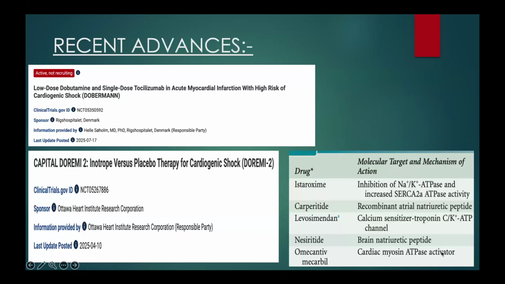So these are the recent advances. There is also an ongoing trial, the CAPITAL DOREMI trial, which is asking whether at all an inotrope is required in cardiogenic shock; it is still at the level of trial. And there is another, low dose dobutamine versus single dose tocilizumab, which is being used in acute myocardial infarction with high risk of cardiogenic shock. And these drugs I've already spoken of.